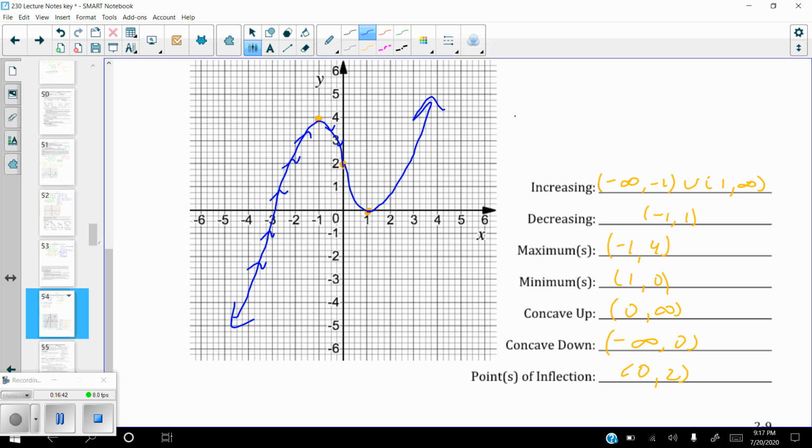Again, the only other thing I probably should have done was figured out what the x-intercept of the original graph was, but that's something that we didn't have to do here.